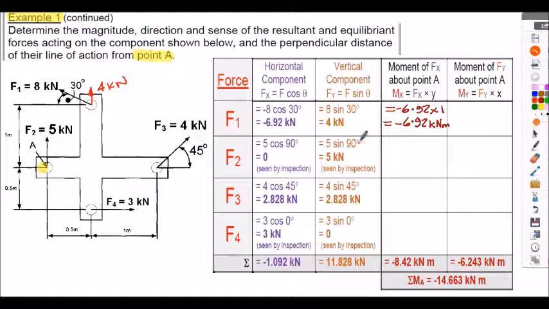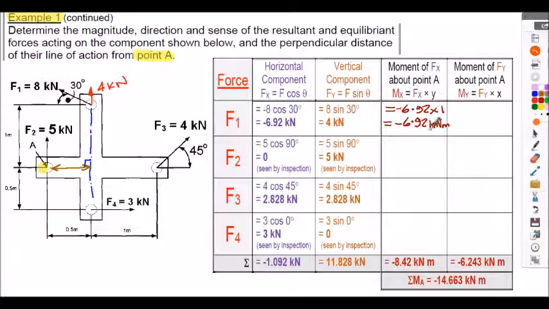Now let's consider the vertical component for F1. We've calculated that in our table is 4 kilonewtons. So that's 4 kilonewtons positive, so that's the force that's vertically upwards from the point of application. If we now consider the line of action of the 4 kilonewton force, we can see the line of action is vertically down through that point. So in this case, our perpendicular distance is shown to be here, and it's 0.5 meters from the diagram.